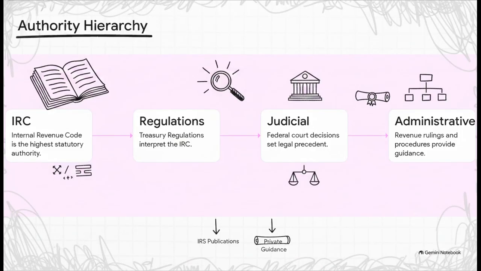To figure out if you actually have substantial authority, we use the tax authority hierarchy. On the exam, you might be asked to rank these items from highest to lowest authority. The Internal Revenue Code is the highest statutory authority because it's enacted directly by Congress. Next up are Treasury regulations, which serve as the official agency interpretation of the code. Below that are court decisions. Further down is administrative guidance, things like revenue rulings and revenue procedures. Finally, IRS publications and private guidance carry the least authoritative weight in a dispute.